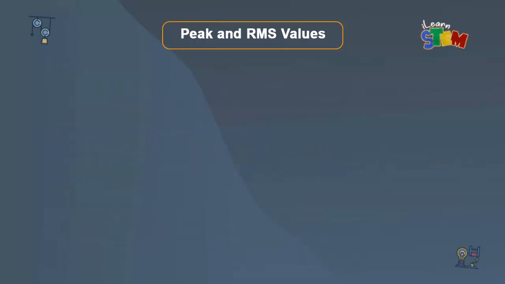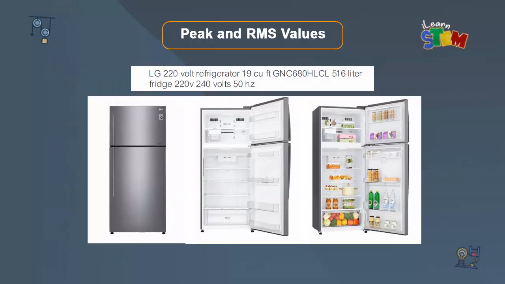A real-life example of RMS voltage in an appliance is the mains electricity that powers household devices. When we say a refrigerator operates at 220 volts to 240 volts, that number refers to the root mean square voltage of the AC power supply coming from the wall socket.